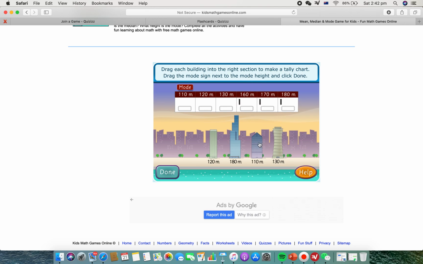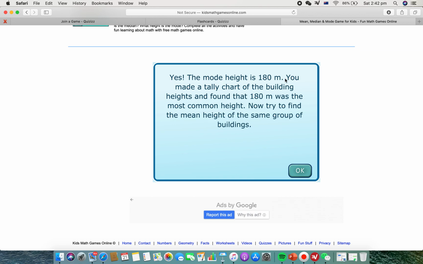So you can try this at home as well. Now we have two of these. One here, one here, one here. Now mode. Mode is the one that appears the most. And then let's check. Yes, the mode height is 180 meters. You made a tally chart.